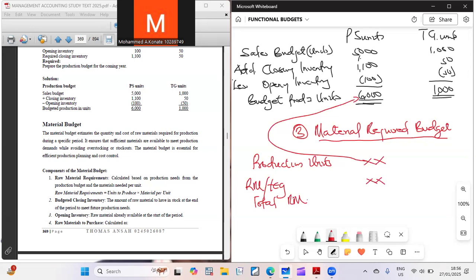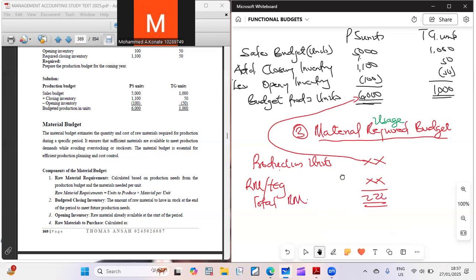So if you know your production unit and you multiply it by the materials per unit, therefore you get the total raw materials. That is it. It's very, very simple. So if you get a question, get the materials, multiply it by the production unit, you get your raw material usage budget or required budget. Another name for this one is usage budget.